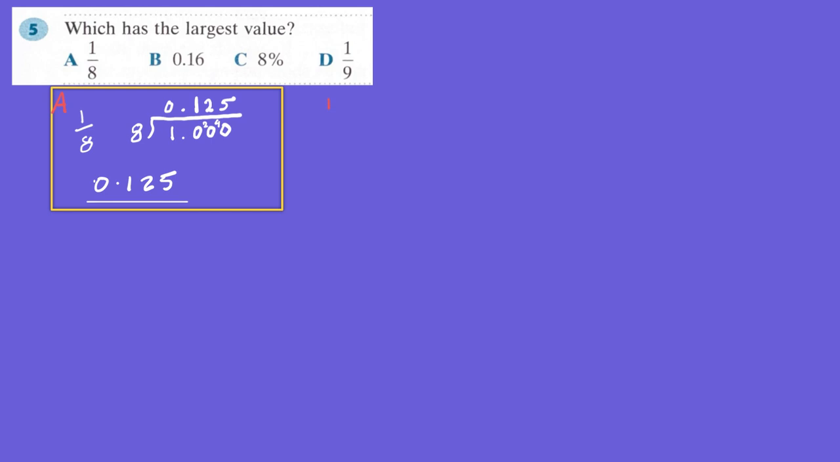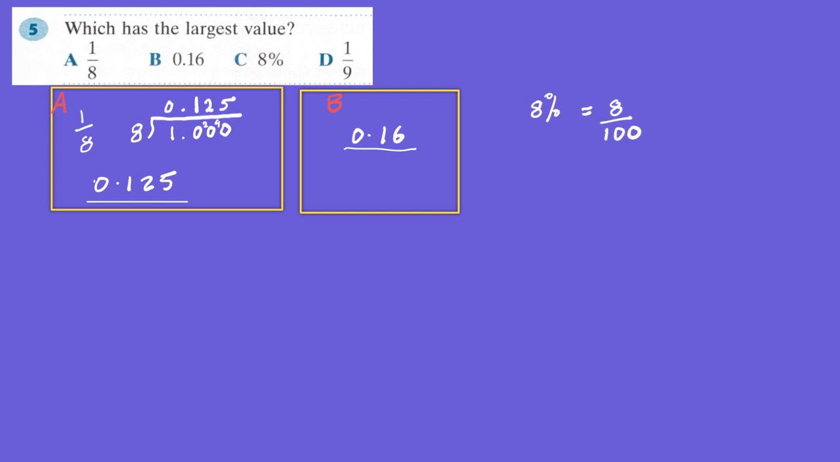Now we can do B. Not much to do there because we already have the answer to that one, and that is equal to 0.16. And now we'll do 8%. So 8%, another way of writing this, is 8 over 100. In terms of decimal points, it's quite easy. We just need to put 2 decimal points back, so it's 0.08.